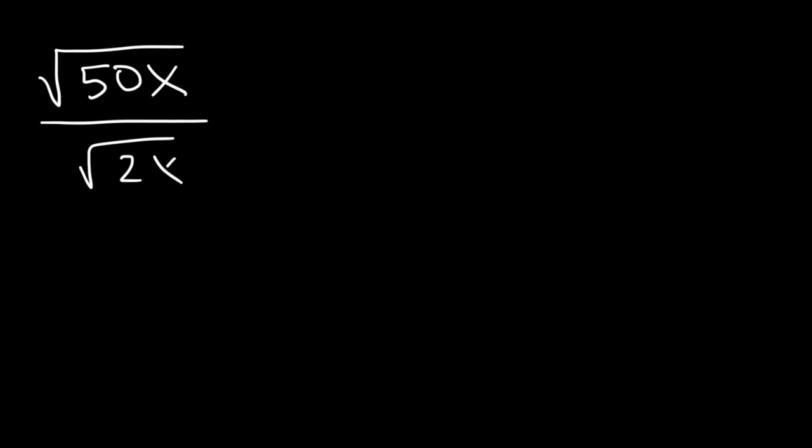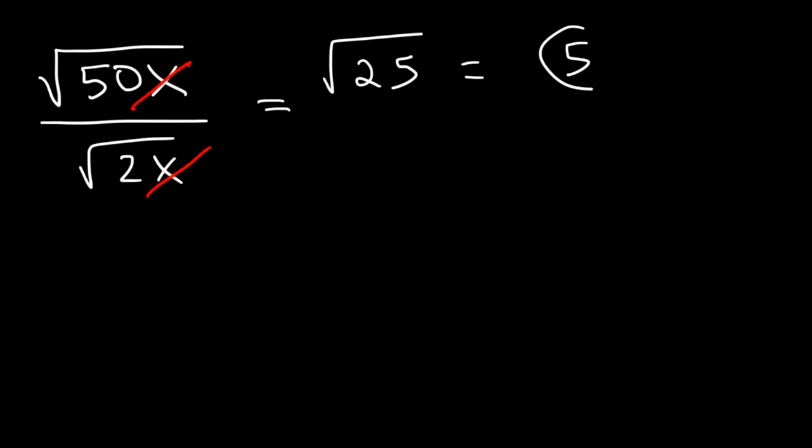Now what about this example? The square root of 50x divided by the square root of 2x. How can we divide and simplify this example? So first, we could divide 50 by 2. That's going to be 25. x divided by x will cancel. That's 1. So what we have is the square root of 25, which is 5.